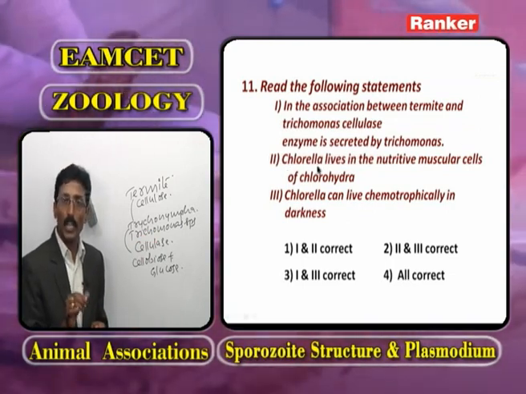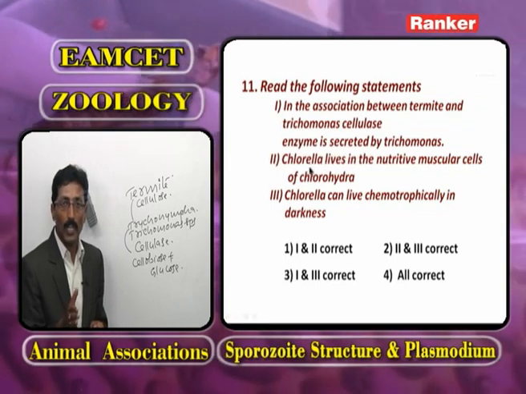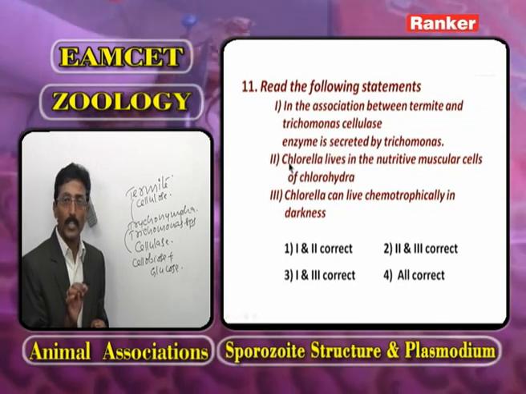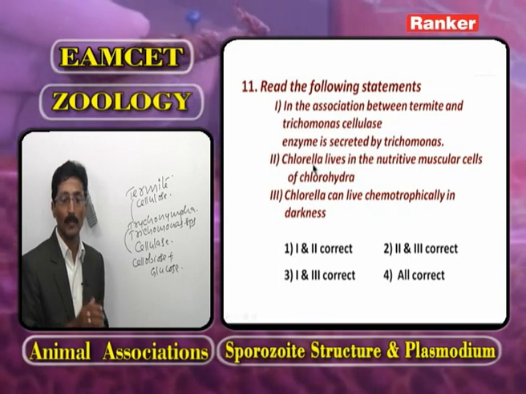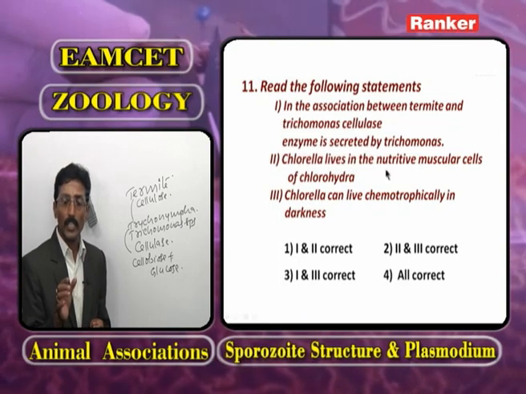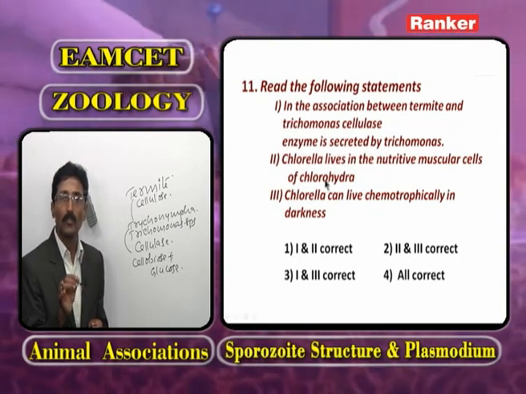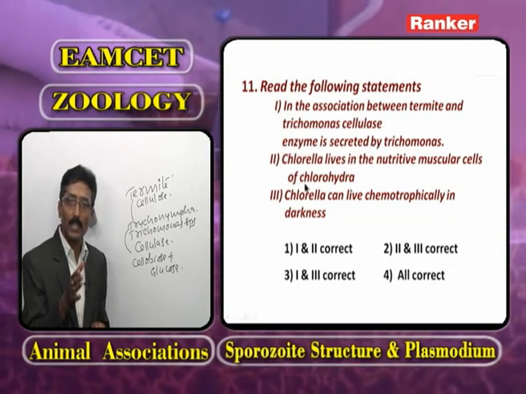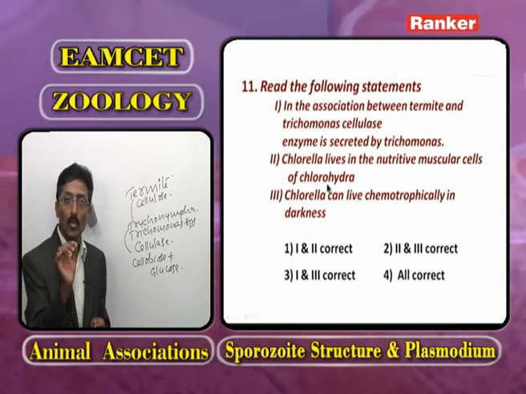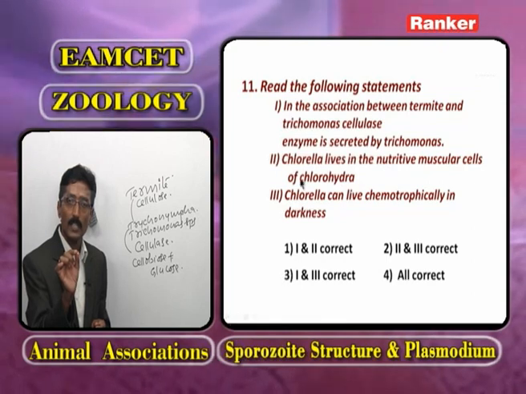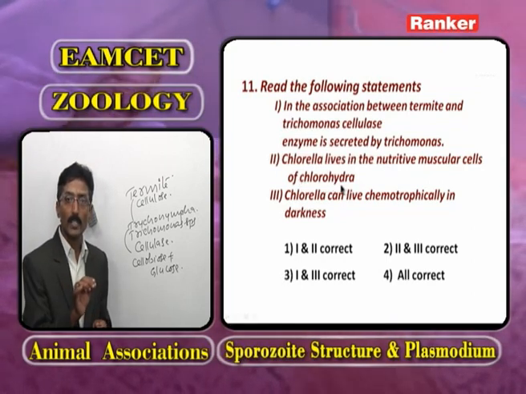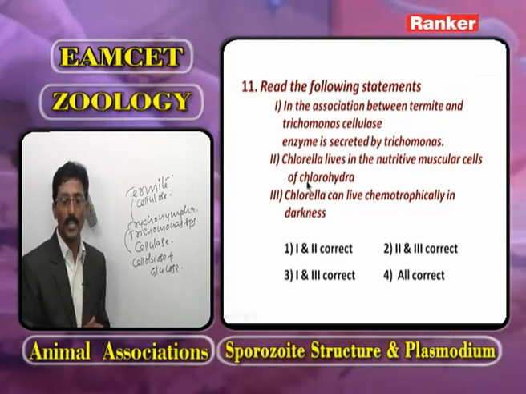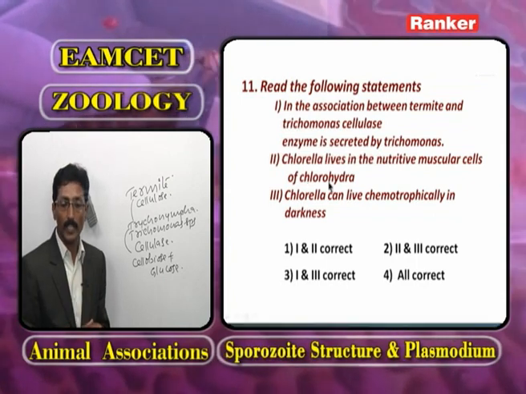Second, chlorella. Chlorella is a unicellular algal material that lives in the nutritive muscular cells of chlorohydra. Because of the zoochlorella, the chlorohydra gets the green color. So it is called chlorohydra. It is also a correct statement.